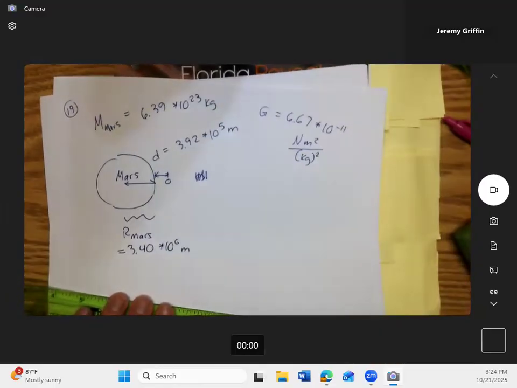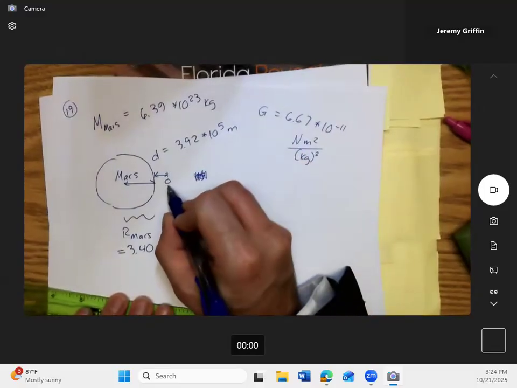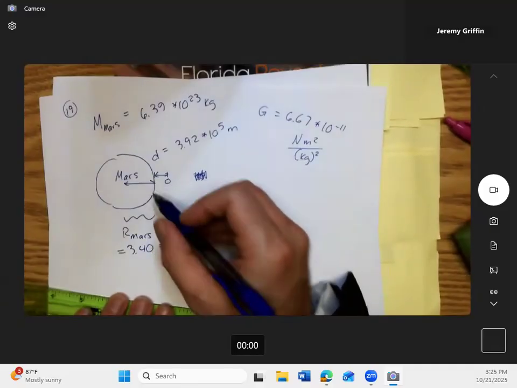So what is the approximate acceleration due to gravity? Basically, what's the gravity field right here? Do you think the gravity field way out here is going to be a little weaker than it is truly at the surface? Yeah, it's going to be a little weaker.